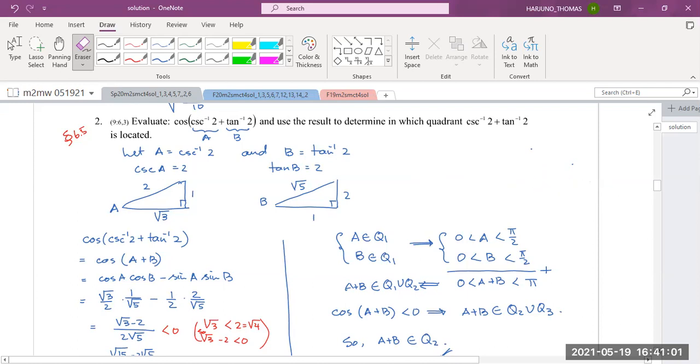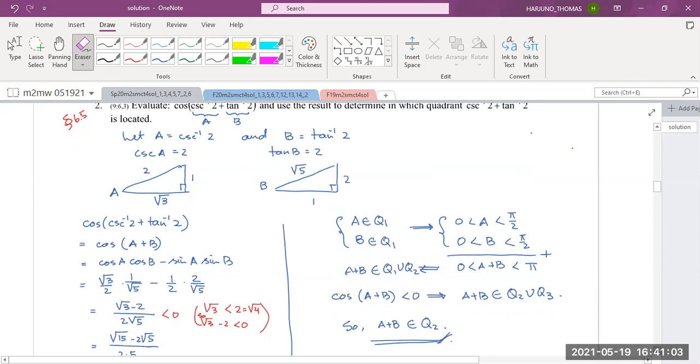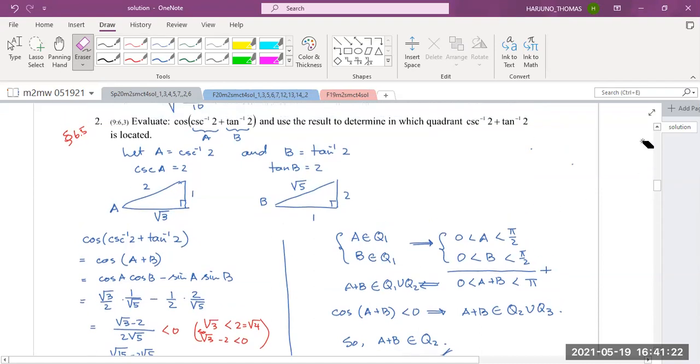Any question? So the first part I think is quite medium level because you need to set it up first. The nice thing is both of them are in quadrant 1, so not too heavy with the setup and the computation. But the important part is, can you argue which quadrant the sum of these two angles is located in?